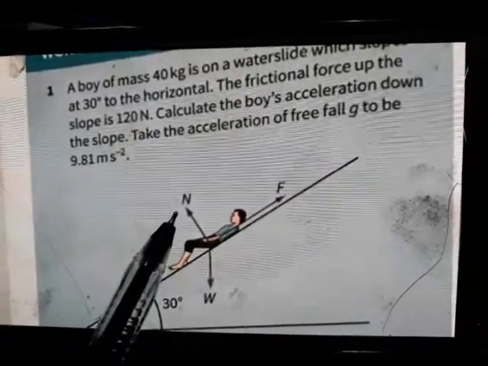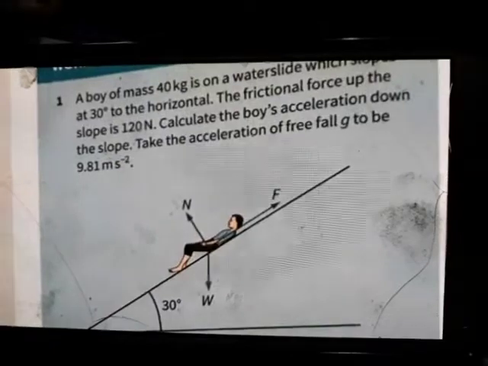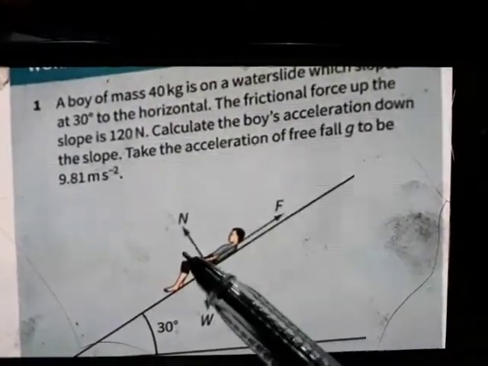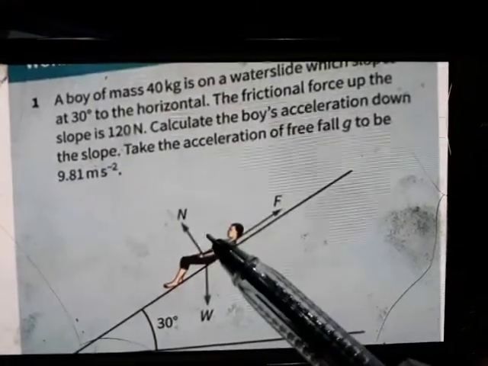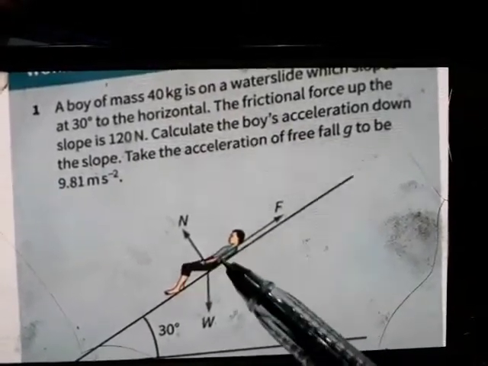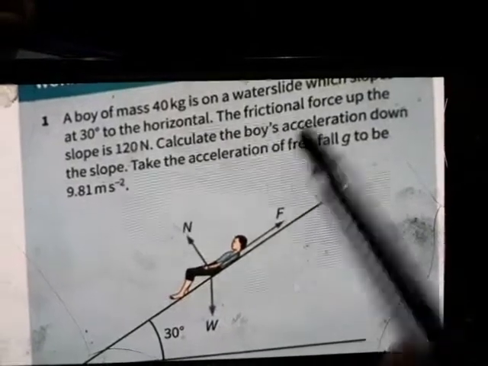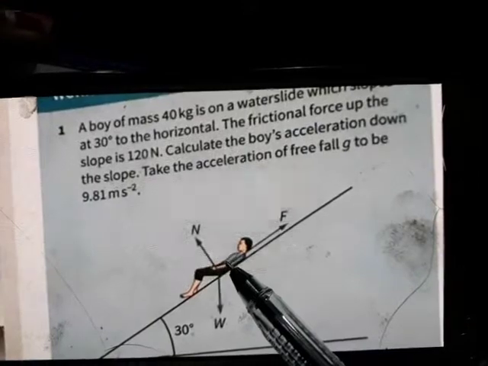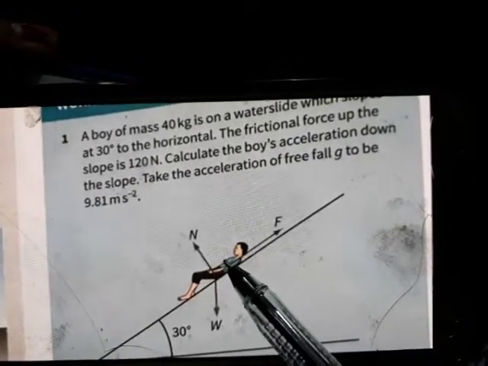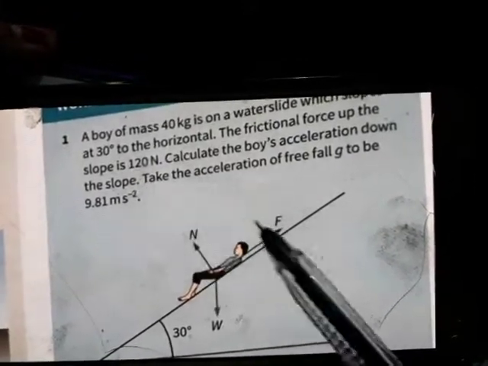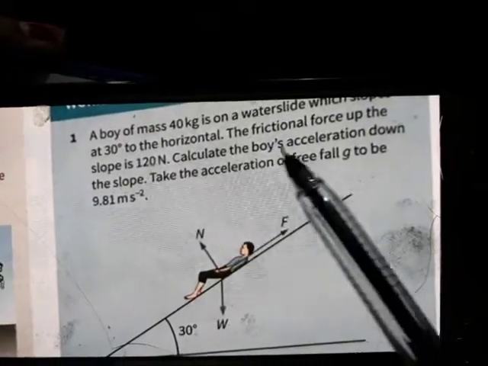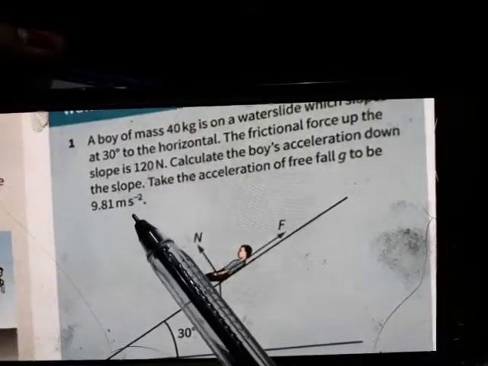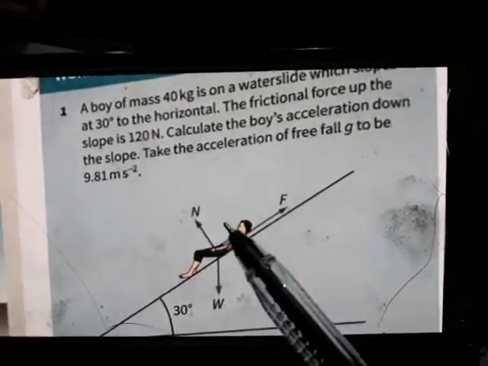Now what is N? N is the normal reaction, and it is always 90 degrees to the surface. How much angle is being made by N with this sloping surface? 90 degrees. And what is F? F is the friction force. The boy is going down, so where is the friction force? Friction force is always opposite to the motion, so it will be in the upward direction, which is equal to 120 Newton. You have to find the boy's acceleration down the slope, and g is given to be 9.81 meters per second squared.